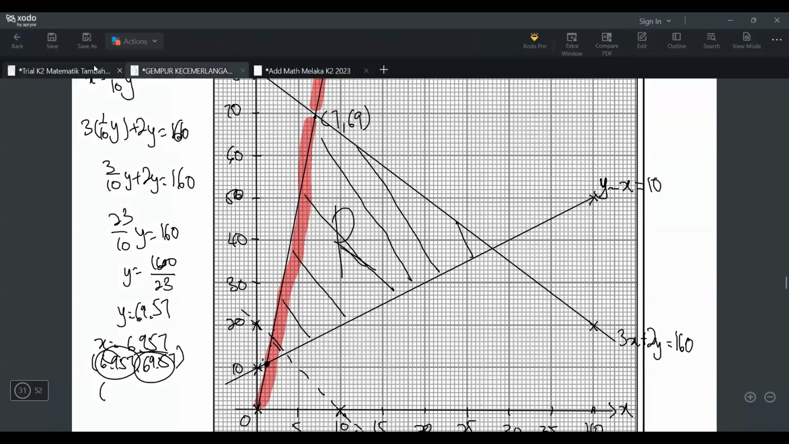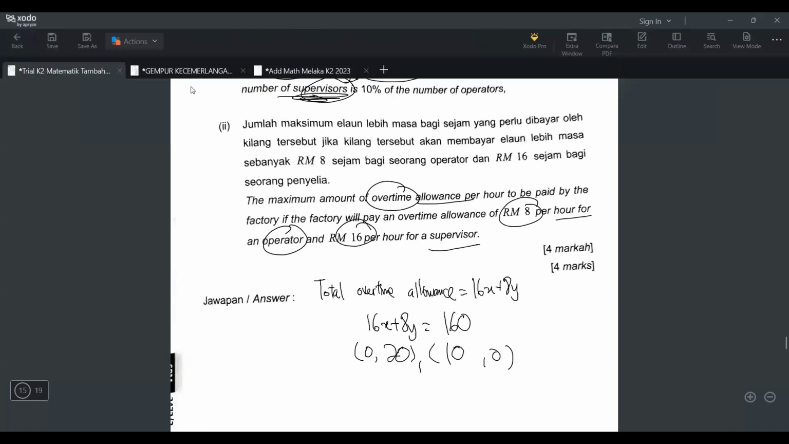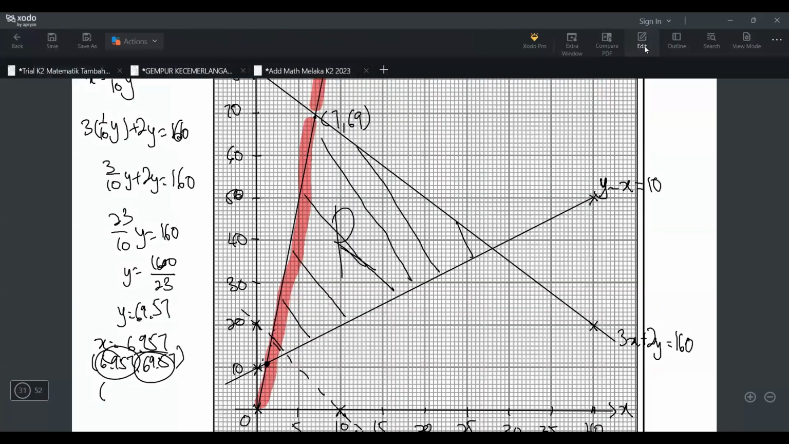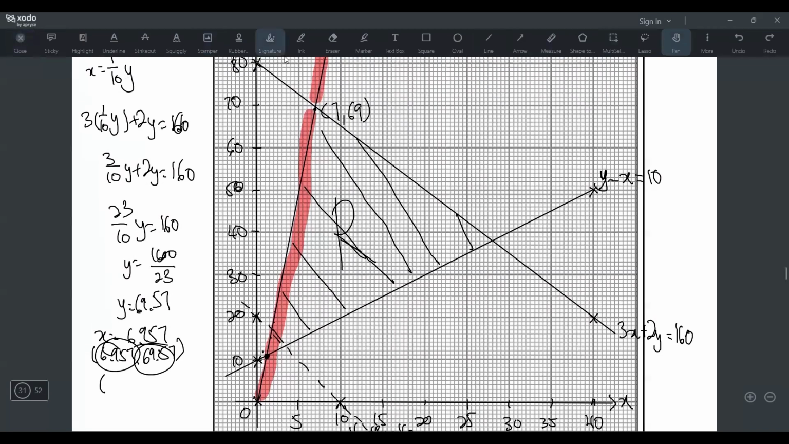Okay, the soalan mentioned maximum or minimum? Maximum. So remember this. The answer will always be at the corner. The answer will always be at the vertices. Jawapan dia mesti sentiasa berada di bucu. What do I mean by that? The bucu of the shaded region. You can see this shaded region is a triangle, right? So the answer will always be at the bucu, at the vertex. But which vertex?